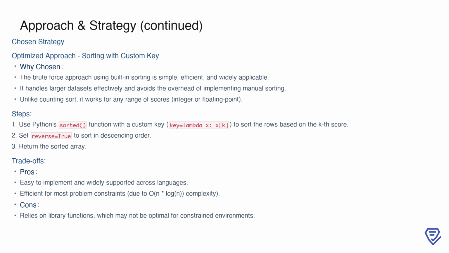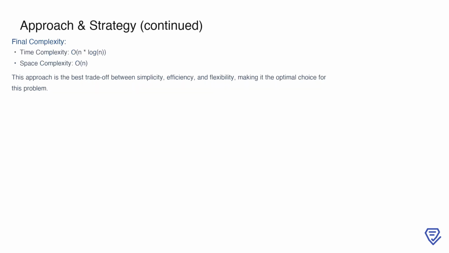While it relies on library functions, which might be a limitation in certain constrained environments, the trade-offs are minimal for typical use cases. It provides an efficient O(n log n) time complexity and remains widely applicable across different datasets. In terms of final complexity, this chosen approach offers a time complexity of O(n log n) due to the sorting operation and a space complexity of O(n) because of the additional memory required for sorting. These characteristics make it the optimal solution when factoring in simplicity, efficiency, and flexibility.